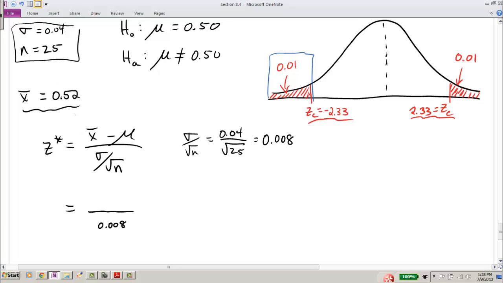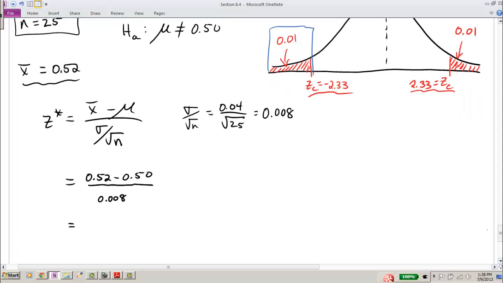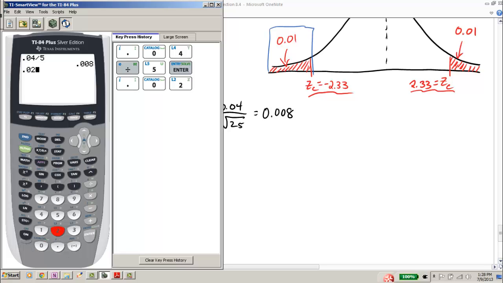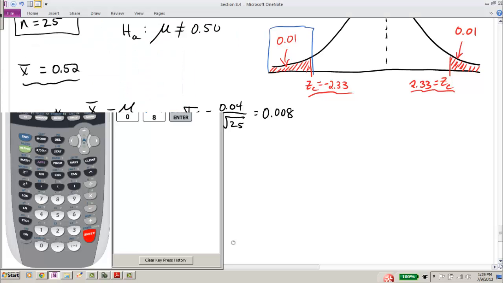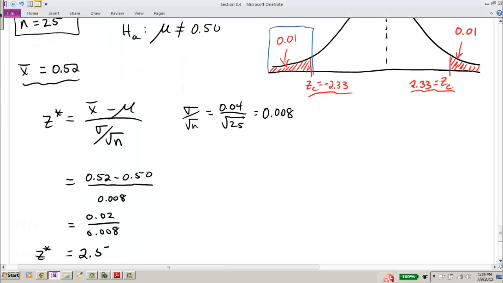And x bar minus mu. X bar is 0.52 minus 0.50. So this is 0.02 over 0.008. So let's see what we get for z star. We get 2.5. So z star is equal to positive 2.5.